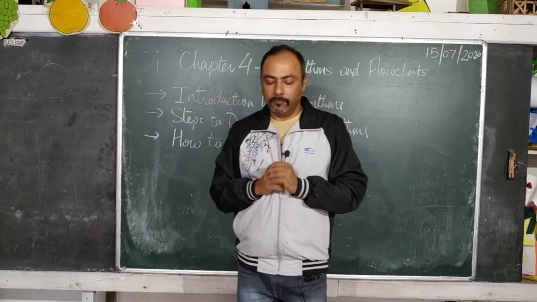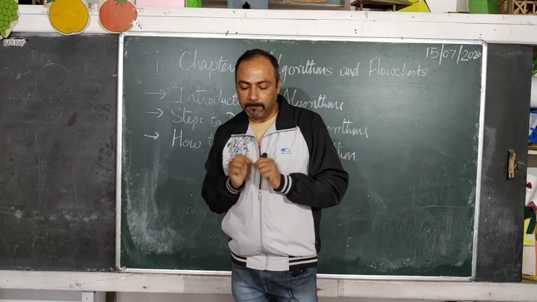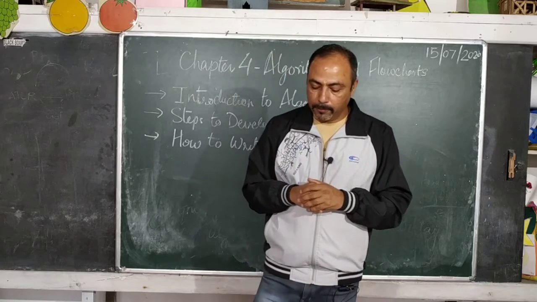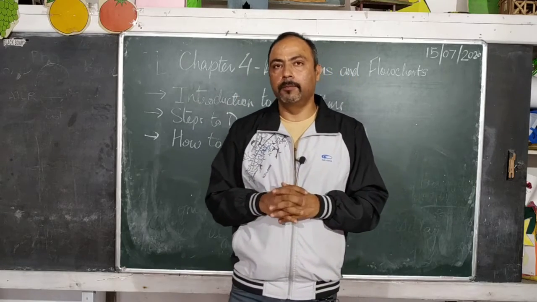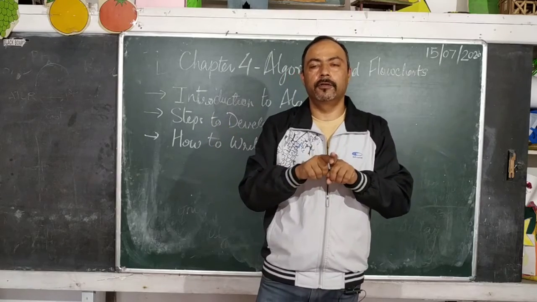Now step 4. The fourth step of developing an algorithm is to output the result of your algorithm operation. Now the output is very important.